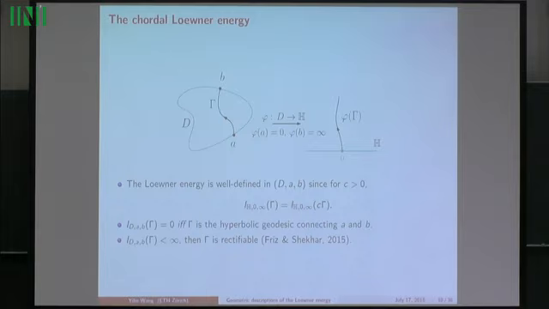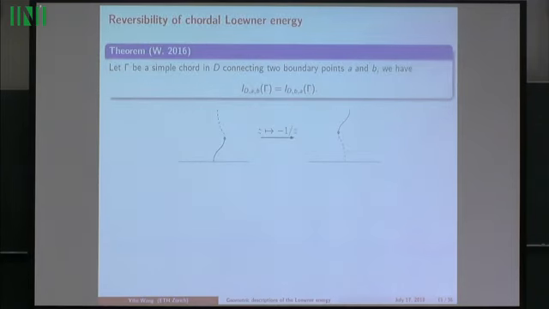This family of driving functions has also been considered independently by Peter Friz and Atul Shekhar in 2015. And they proved a lot of things about the curve generated by the Cameron-Martin space function. They proved, for example, that when the energy is finite, then the curve gamma is rectifiable. So this is very different from SLE, it is much smoother. And this is the first thing that I proved in 2016.